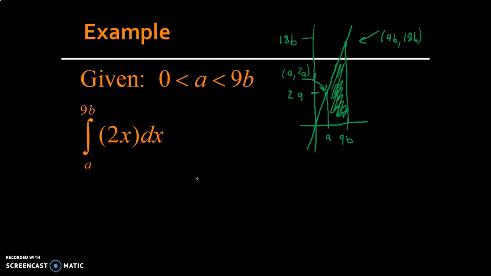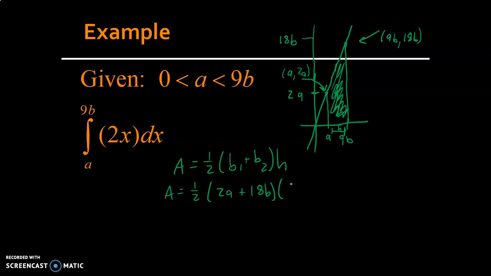So again, this is a trapezoid. So the formula for area of a trapezoid is 1/2 times b1 plus b2 times the height. b1 and b2 are the y values that correspond to these 2 points. So b1, I'm going to call 2a. b2, the second base, I'm going to call 18b. And then the height is the distance between the 2 bases. That's my height for the trapezoid. So I would do 9b minus a.